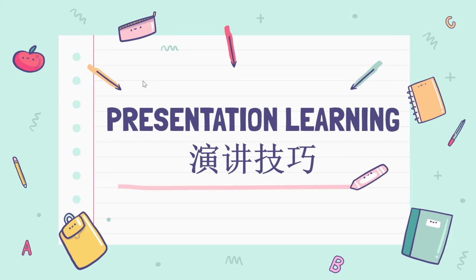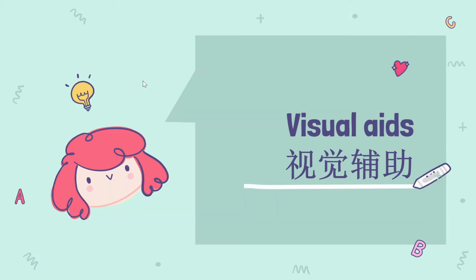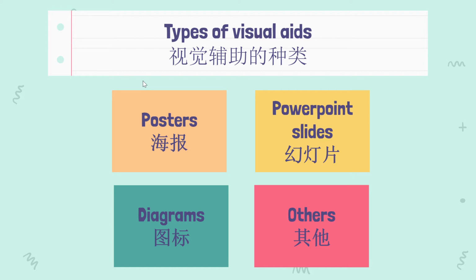今天我们会再上一个演讲技巧课。So I'll be talking about visual aids. 我们会讲的就是视觉辅助。So there'll be different kinds of visual aids, but I'll be going through a few in the next few lessons. So these are the types of visual aids: posters, PowerPoint slides, diagrams, and also others lah. So I'll basically be using 4 lessons to talk about these different types of visual aids.